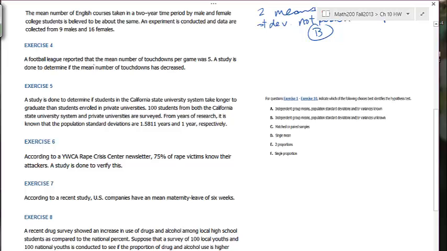It says here, football league, the mean number of touchdowns was 5. Studies done determine if the mean number of touchdowns has decreased. So really what this is looking at is one mean and trying to see what happened to that mean compared to 5. So this is a single mean test. And so this would be D. And to be really thorough, we don't know the population standard deviation, so this is going to be a regular t-test.